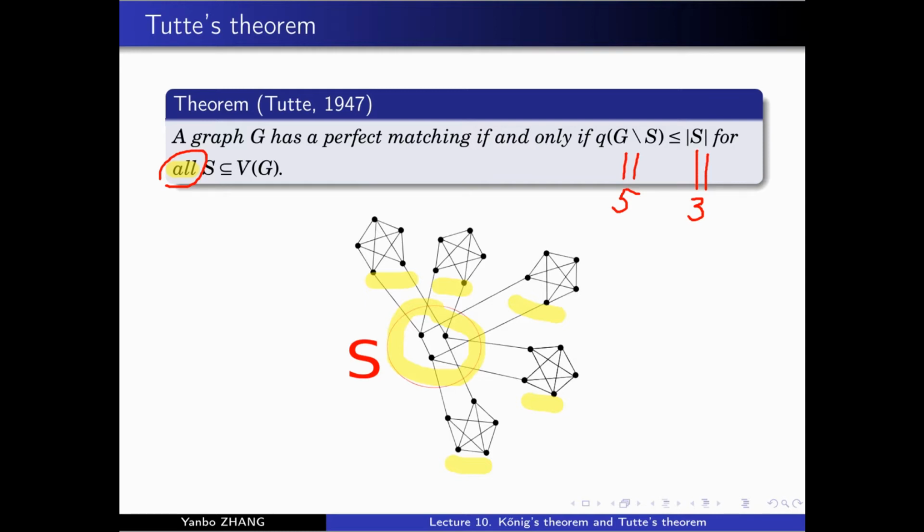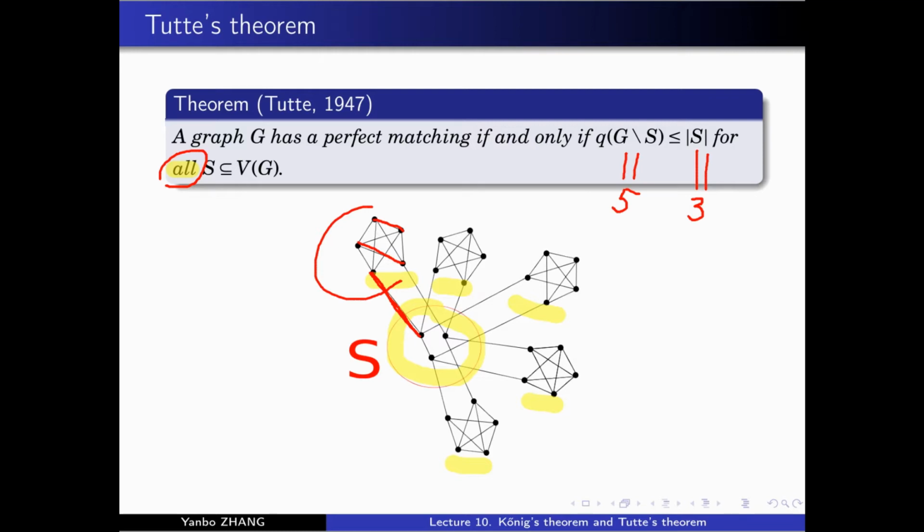G has a perfect matching. Why should q(G minus S) be less than or equal to the size of S? Again, let's take the following graph as an example. This component has 5 vertices. To construct a perfect matching, we have 2 edges, and at least 1 edge between this component and S is needed. We need at least 1 edge between S and this component.